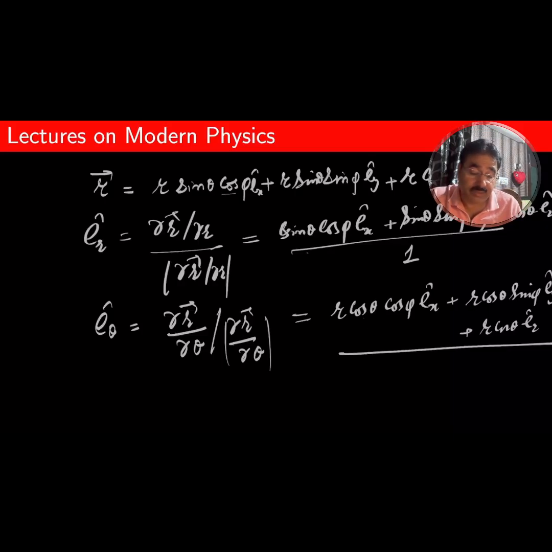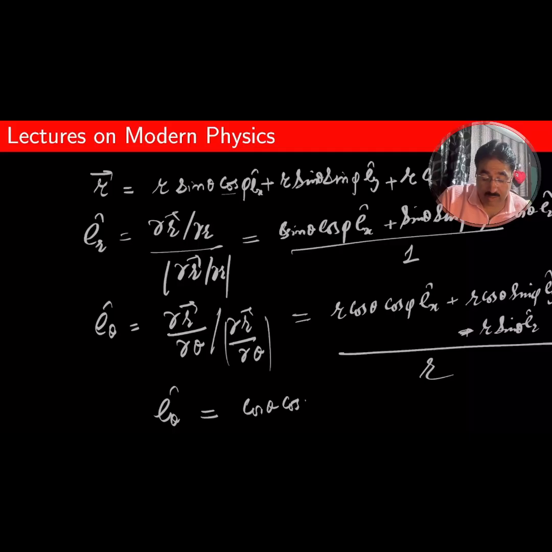I think I made a mistake. The derivative of cos theta is minus sine theta, so this is minus sine theta. That was the mistake, that's why the magnitude was not coming R. Now it will come R, because cos square theta will be out, sine square plus cos square is 1, so you divide by R. So E theta is equal to cos theta cos phi Ex plus cos theta sine phi Ey minus sine theta Ez.